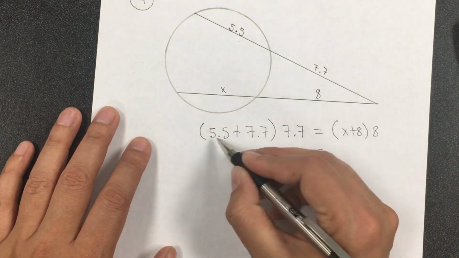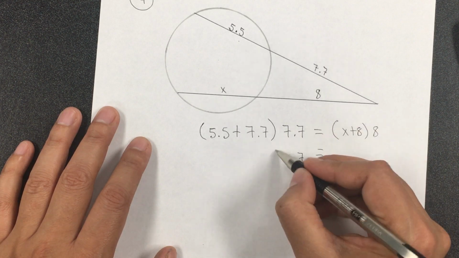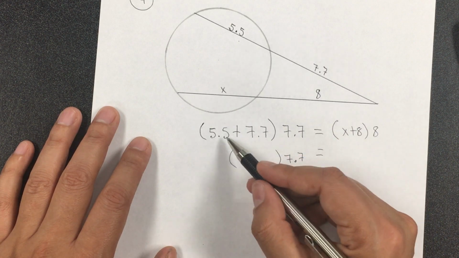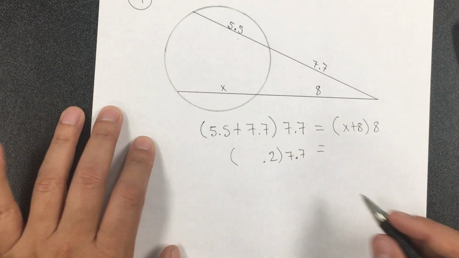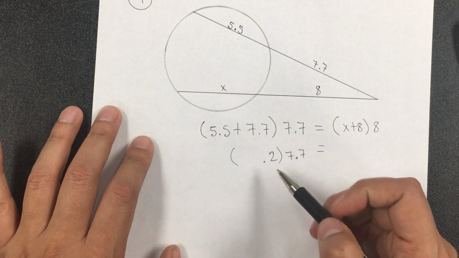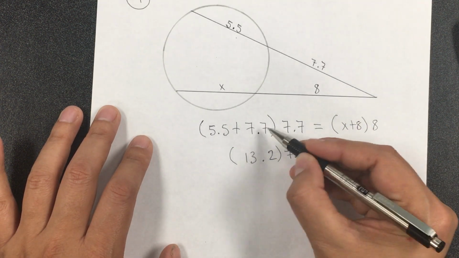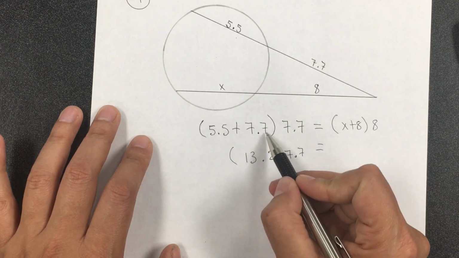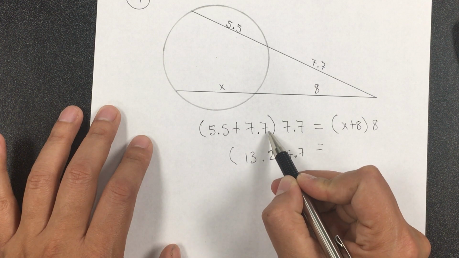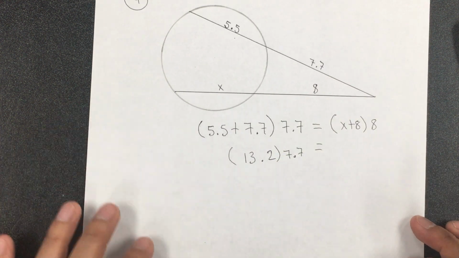So if I add this, I'm just going to bring down this 7.7. If I add this, it's going to be 7 plus 5 is 12, carry 1. And then 7 plus 5 is 12, and 1 is 13. Okay, and since the decimal point is right before the tenth, you just bring it down right there.